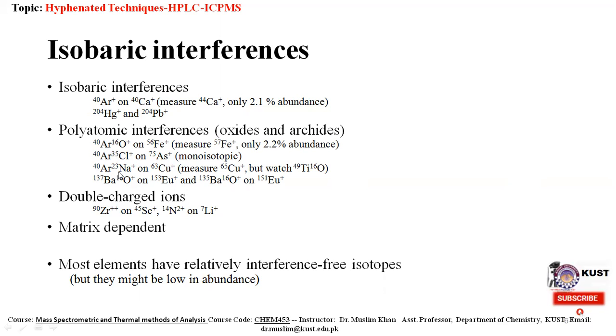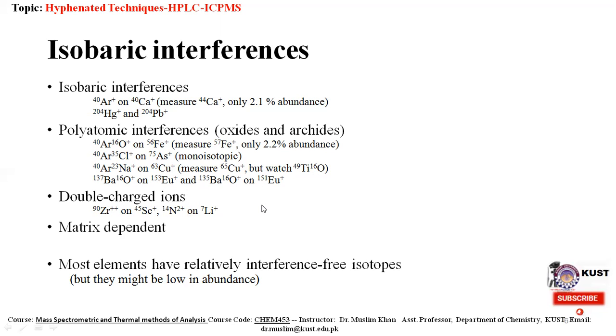Again, similarly, sodium plus 40 gives 63. Copper is also 63. It is interfering. This is polyatomic interference. Then we measure copper 65, but then again, 65 is affected by titanium and oxygen. You have to be careful here. Again, this is for this interference.